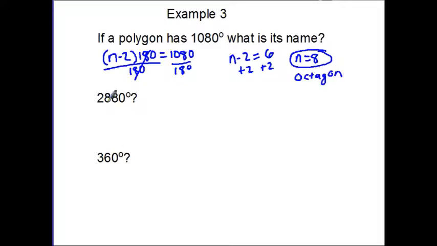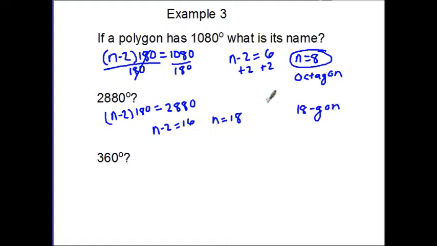You try those last two, see what you got. Here we go. N minus 2 times 180 equals 2880. You take it from there. Hopefully for that second one you got an 18 again. There's no special name. For our last one, if you have to do this formula, shame on you.